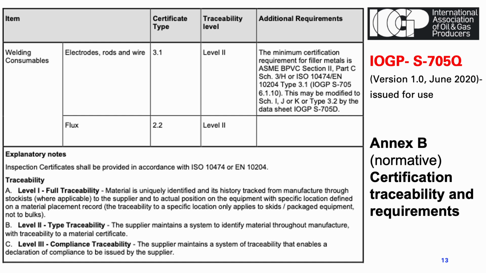Some notes for you: inspection certificate shall be provided in accordance with ISO 10474 or EN 10204. Traceability levels 1, 2 and 3. What is this? Level 1 is full traceability. Material is uniquely identified and its history tracked from manufacturer through the stockist where applicable to the supplier, and the actual position on the equipment with specific location defined on a material placement record. The traceability to a specific location only applies to skid packaged equipment, not to bulks.